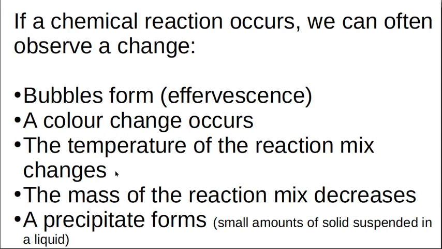The temperature of the reaction mix changes. And then if we have, for instance, bubbles forming, the mass of the reaction mix can decrease because the bubbles of gas are coming off and making the thing lighter. Or a precipitate can form. I'm not sure if you're familiar with this word precipitate, but a precipitate is a little bit of a solid suspended in a liquid. Sometimes precipitates form when you mix two liquids together and then all of a sudden they become cloudy. Like for instance the test for carbon dioxide. When that mixture becomes cloudy, in chemistry we say a precipitate is forming.